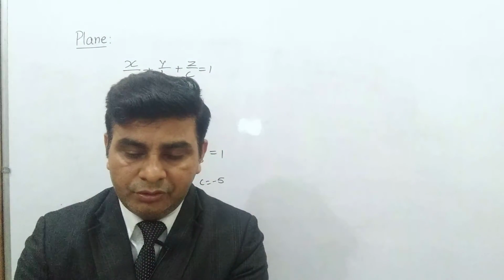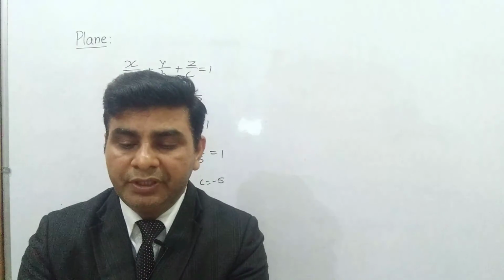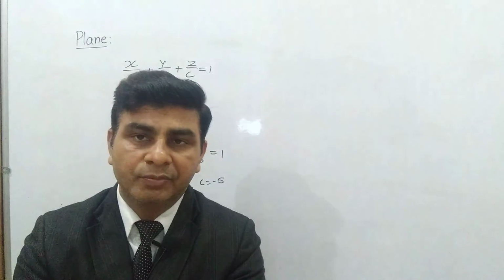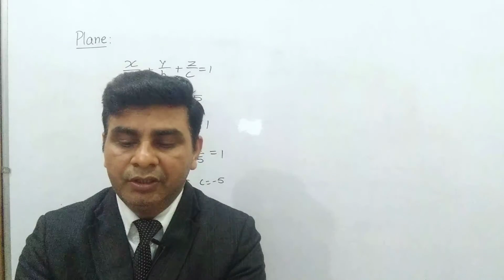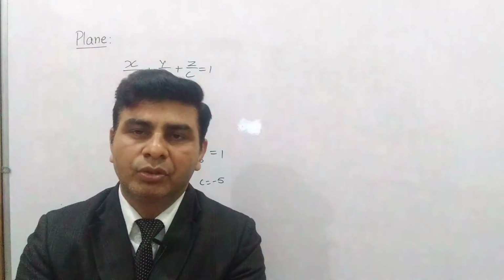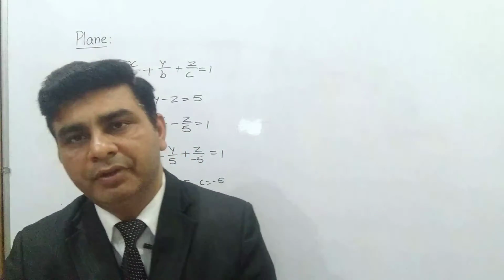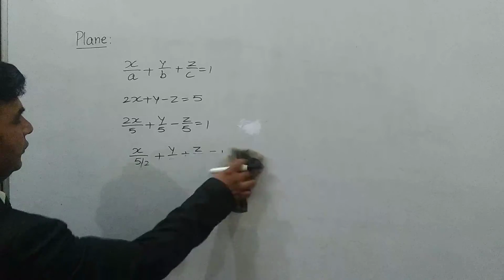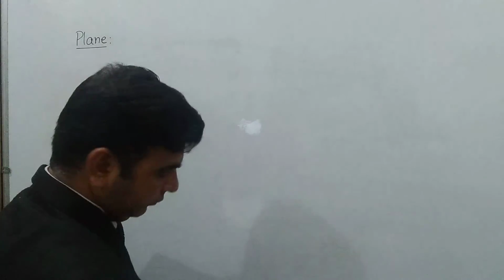So dear students, let's do question number 8, which is: find the equation of plane with intercept 3 on y-axis and parallel to ZOX plane. We have to form the equation of a plane which intersects the y-axis at point 3, and this is given parallel to ZOX plane. Very simple question. Let's see how it is possible.